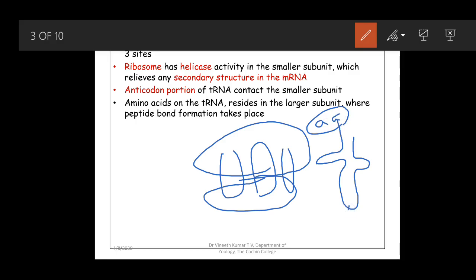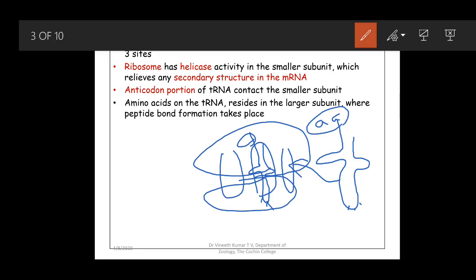Here you will have the 3 bases which will represent the anticodon. So what is said here is, when such a tRNA comes to the site in the ribosome, say a tRNA is here like this, the anticodon will reach the smaller subunit to interact with the mRNA, and you can see here the amino acid will reside in the larger subunit.